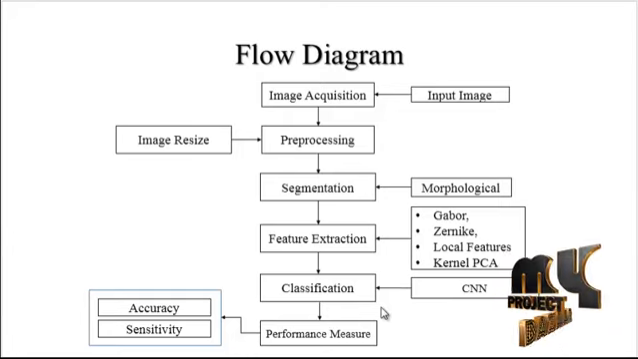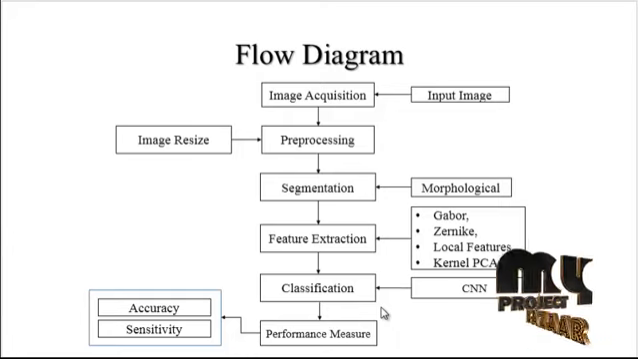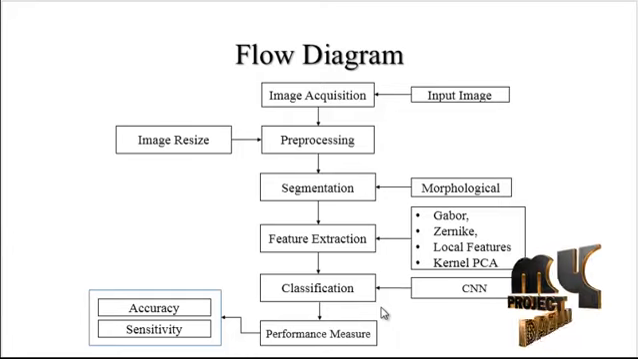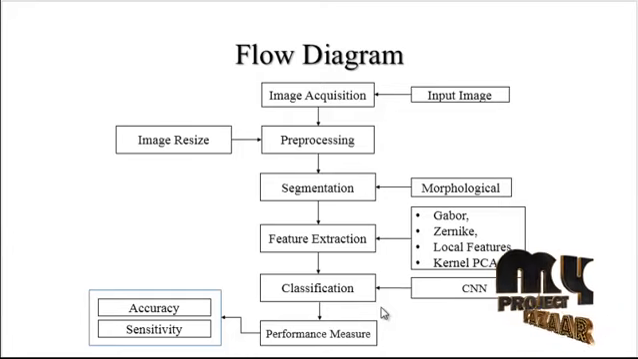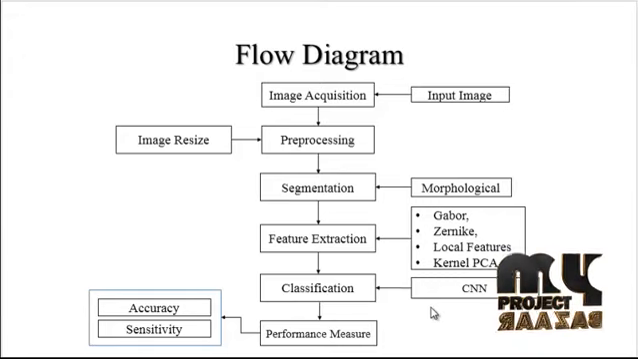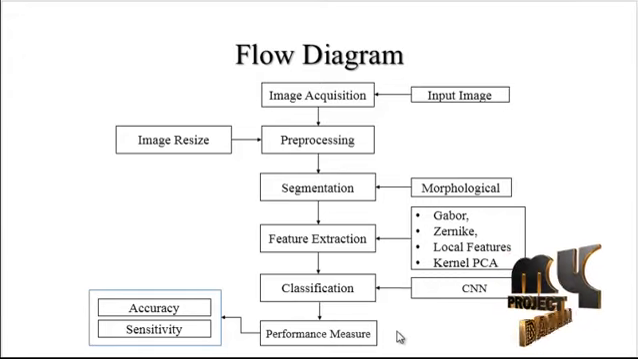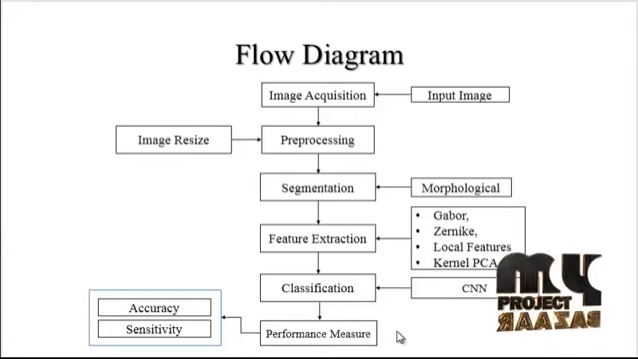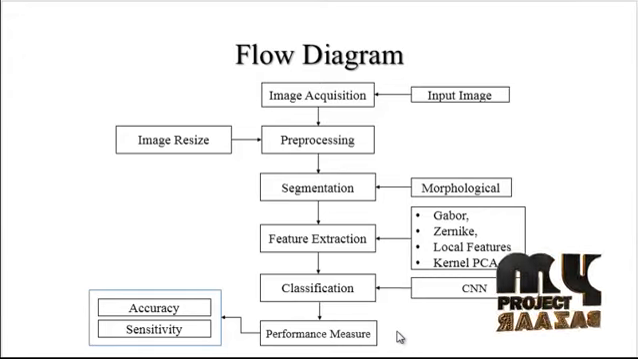In this classification step, we have to recognize whether changes occurred or not. Once changes have occurred, we have to classify what kind of changes occurred. So we are using CNN based classification to classify which kind of changes occurred. Then finally, performance estimation. In this performance estimation, we have two kinds of performance parameters, that is accuracy and sensitivity. By using these two parameters, we can justify whether our process is efficient or not.